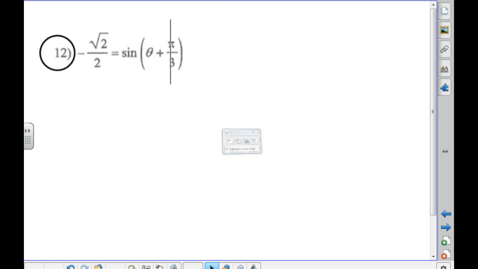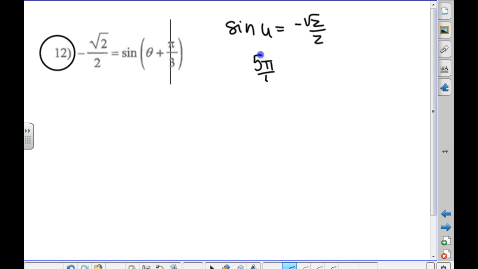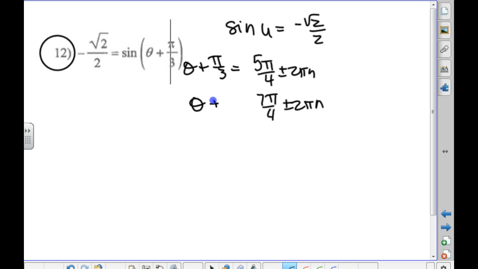All right, I need more room, and sorry about that line there. We're just going to have to live with it. The sine of u is negative square root of 2 over 2. Where's that true, guys? At 5 pi over 4 and 7 pi over 4. Only this is not equal to theta or theta over 2 or 2 theta. What is it equal to? Theta plus pi over 3. So we're not multiplying to get rid of this. What are we doing? We need to subtract a pi over 3.